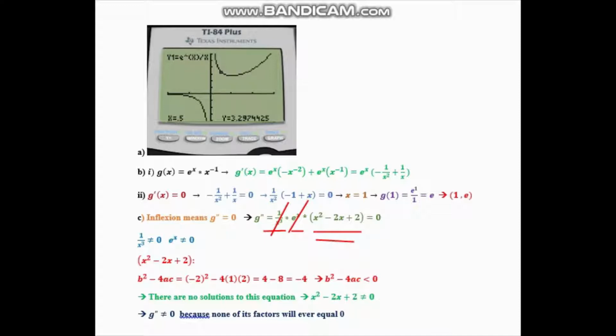If b squared minus 4ac is negative, then there are no solutions because you cannot have a negative value under the root. So I've assessed b squared minus 4ac and I found it to be negative 4. So if I use the quadratic formula, I'm going to get root of negative 4, and this can never have a solution. Hence, even this component is crossed out. Hence, g double dash can never equal 0. And since g double dash can never equal 0, then there are no inflection points.